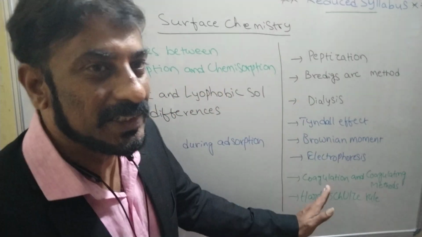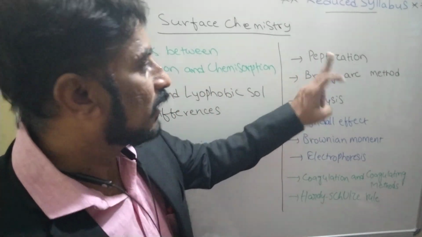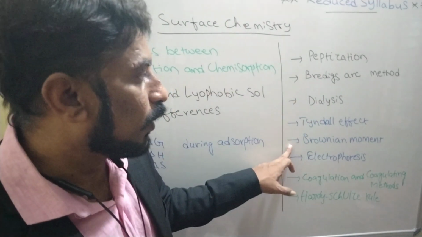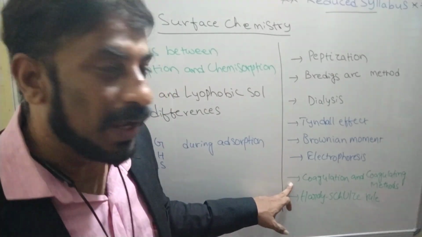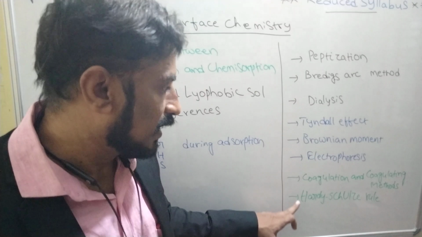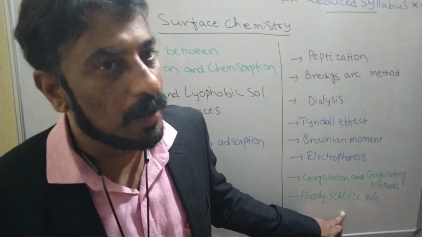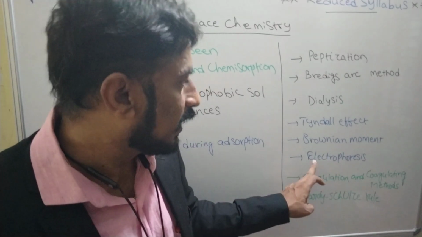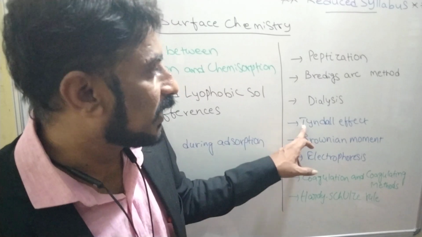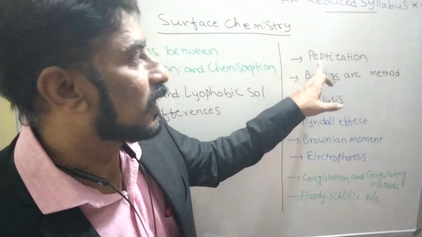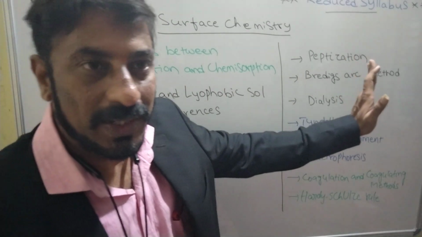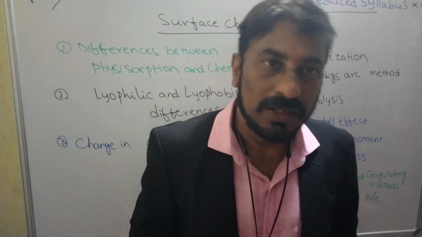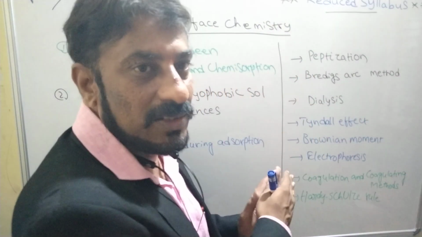After that, for 2 marks, these definitions: peptization, Bredig's arc method, dialysis process, Tyndall effect, Brownian movement, electrophoresis, coagulation and coagulation methods, and then the Hardy-Schulze rule. Definition or application of the Hardy-Schulze rule, or coagulation and coagulation methods. These are 3 plus 2, theory questions only. There are no problems here, so if anyone feels the problems are difficult, you can choose this. This is the best option for you.